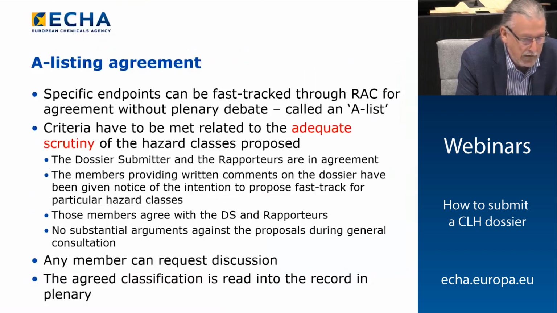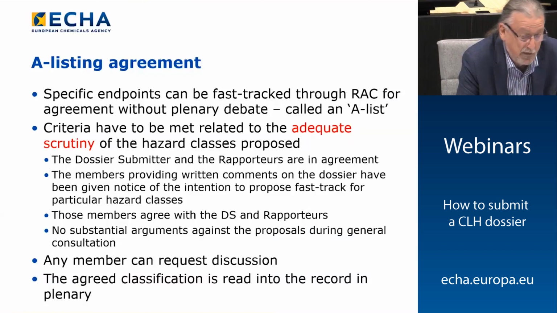We call it an A list. An A list is simply a list of propositions which are agreed without plenary debate. And it's a way of getting the non-contentious stuff through committee without having to discuss it in detail and spend time on it. Well, there's a range of criteria which have to be met related to what we call adequate scrutiny of the hazard classes proposed in the case of CLH.